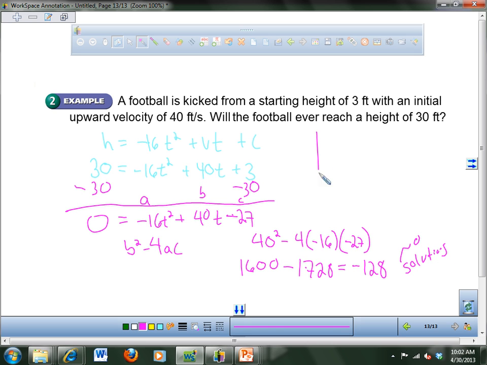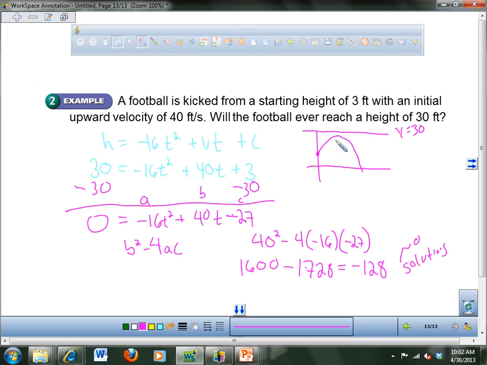So in other words, if you were to take a football and kick it in the air, starting it at 3 feet and giving it a kick at 40 feet per second, I don't know if that's very fast or not, but it's not going to reach up to this y equals 30 line. That's kind of what this is saying. So will this football, if I kick it up, will it ever reach that high?